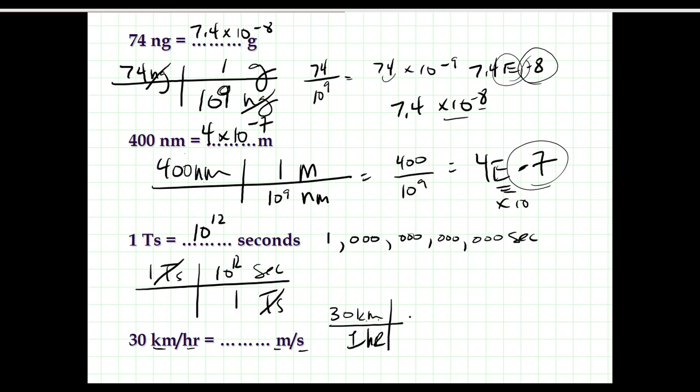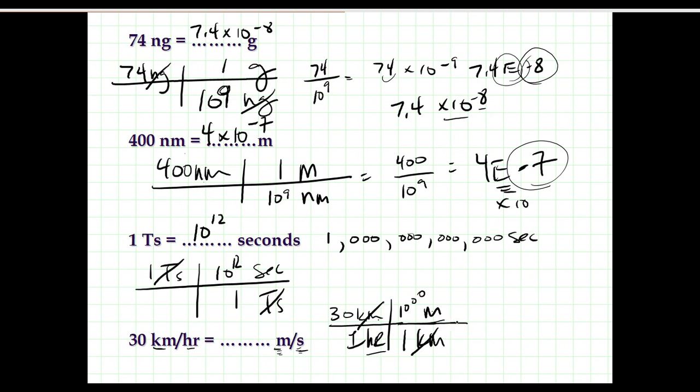Kilometers to meters. I have kilometers on the top. I want them to go away. I'm going to put my kilometers on the bottom. I want to turn kilometers into meters. I'm going to put meters on the top. What do I know about meters and kilometers? I know that there's 1,000 meters in 1 kilometer. I have canceled out kilometers quite successfully. So now I have meters per hour, which is good. I want meters, but it's not great because I want seconds, not hours.